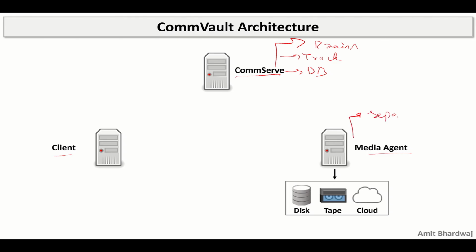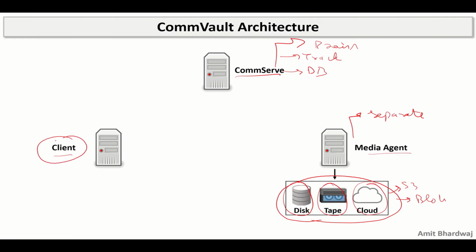It is a separate server, and in addition to that, it has a disk library which it connects to for storing data. And this is the disk library. It can be disk storage, tape storage, or maybe cloud storage like S3 bucket, or maybe blob storage in case of the Azure. Lastly is the client. Client has the agents installed on it which are used to communicate with OS and with the applications.